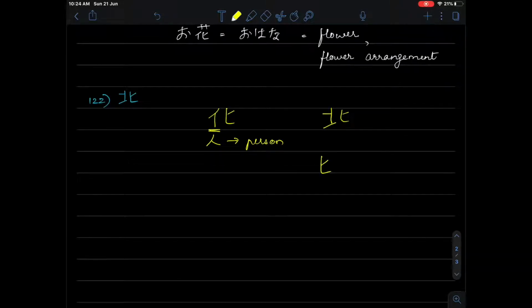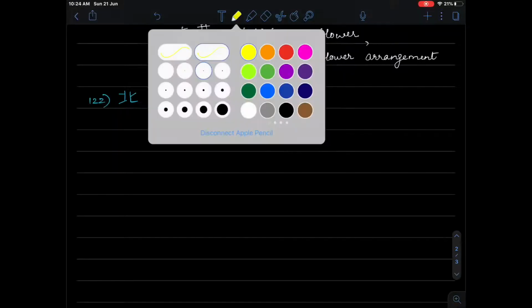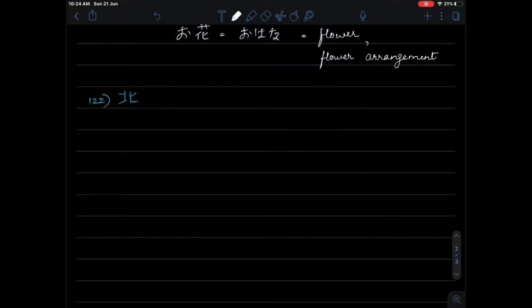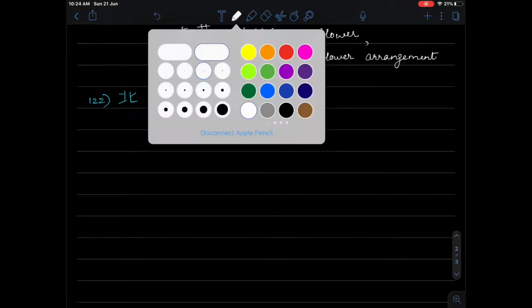It is 1 and 2, 1 and 2. That part is the same. It does not change. Okay, so this is the point of difference. I hope you can bear that in mind. Now let's have a look at the meaning of this kanji. The meaning of this kanji is north, and let's see how we can remember this.